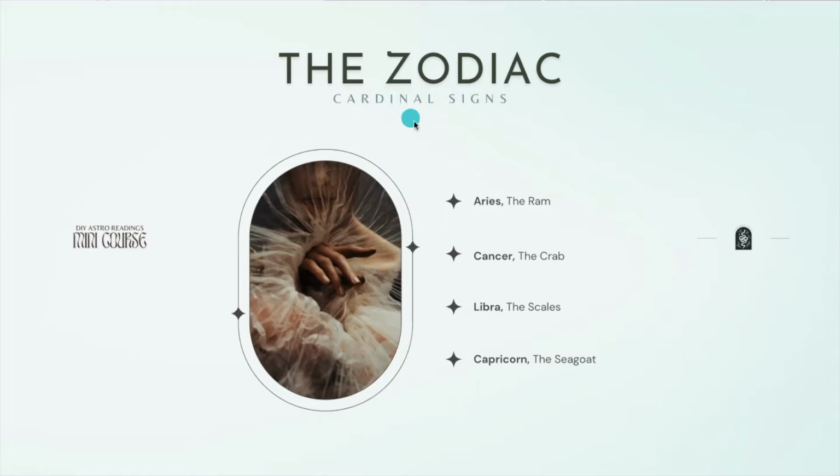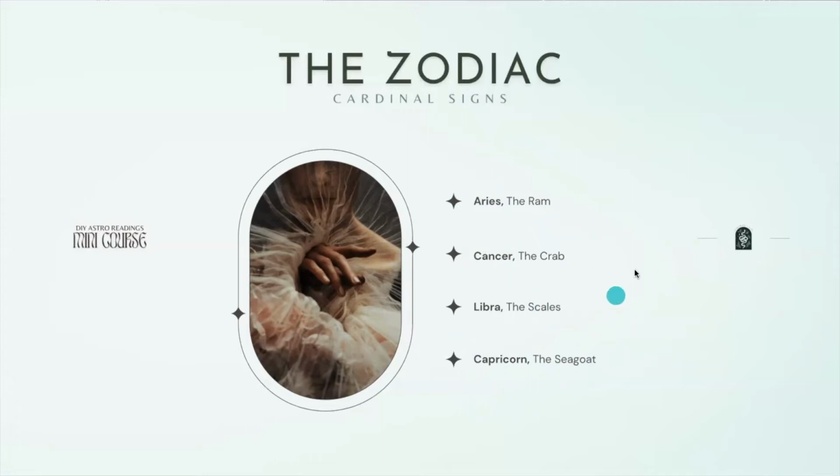So, a cardinal sign is Aries, Cancer, Libra, Capricorn. So we've got one fire sign, one water sign, one air sign, one earth sign. So we've got all 4 elements here. And in this case, with the cardinal signs, all 4 signs are ruled by different planets. So Aries is ruled by Mars, Cancer is ruled by the moon, Libra is ruled by Venus, and Capricorn is ruled by Saturn.